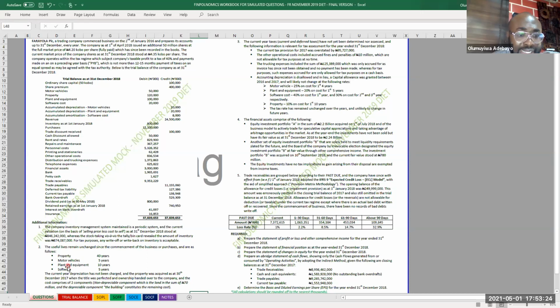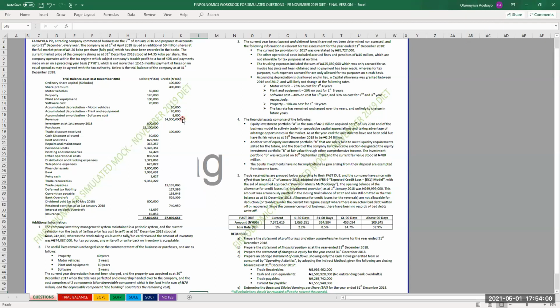For that, okay. For you to demonstrate that understanding, use motor vehicle. Motor vehicle has 5 years useful life. The cost of the motor vehicle was 50 million. Accumulated depreciation of the motor vehicle was 20 million as at end of 2017. The question then is, tell us more about it so that we can know how to use it to determine how you get the depreciation, so that probably we can replicate that for plant and equipment and software.